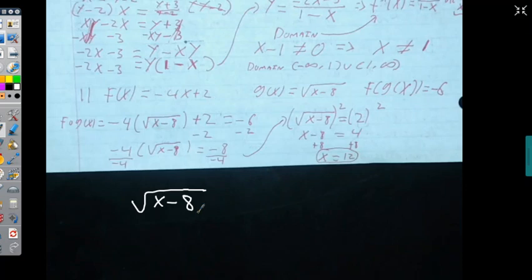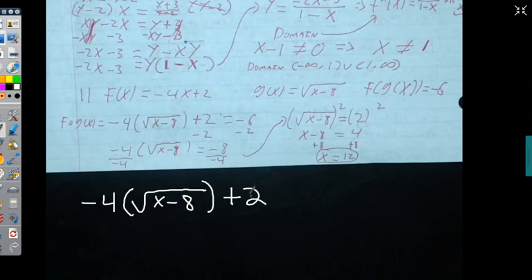And I want you to practice using this verbal language. f of x is equal to negative 4x plus 2, which means when you plug an input into f of x, it gets multiplied by negative 4, and then you add 2 to it. So if our input is g of x, and g of x is the square root of x minus 8, we take the square root of x minus 8, multiply it by negative 4, and then add 2 to the value. And f of g of x is equal to negative 6, so we need to figure out when this term is equal to negative 6.